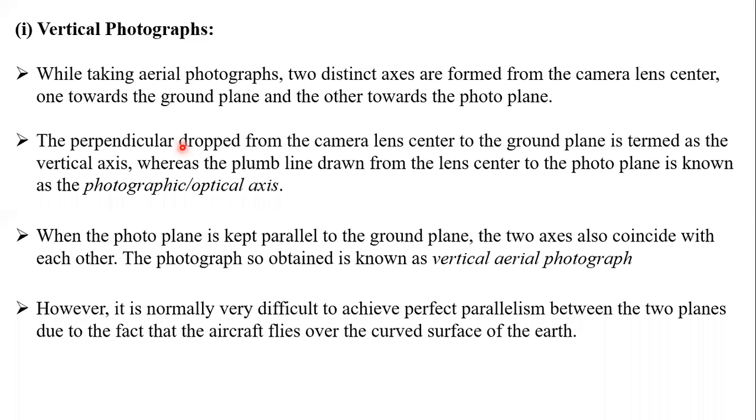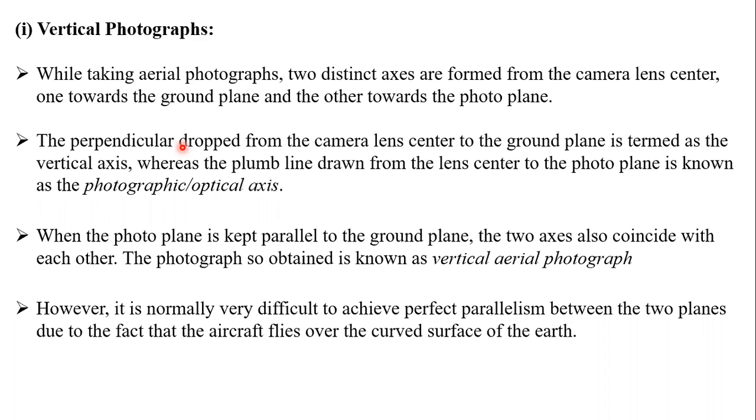So the focus of the lens, centered to the ground plane, is termed the vertical axis. The focus of that particular camera lens will be straight along the vertical axis, going vertically. Whereas a plumb line drawn from the axis center to the photo plane is known as the photographic axis or optical axis.